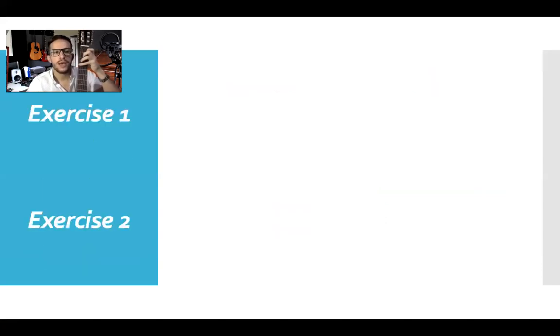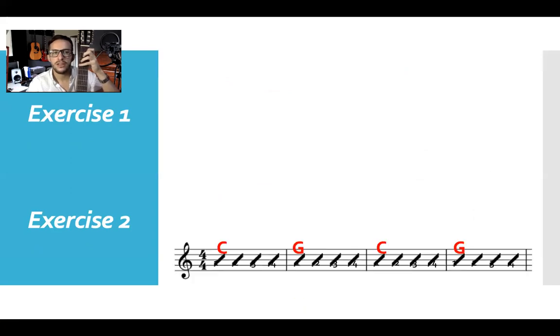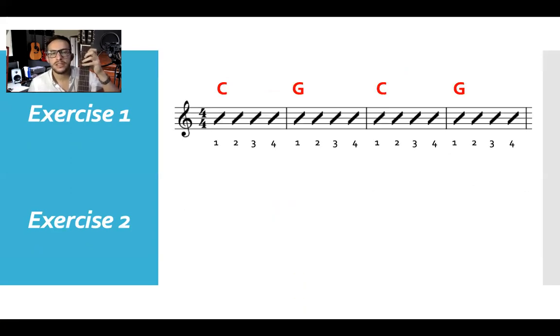Here we have 2 exercises. Okay, so let me just show you the first one. This is going to be a simple one. If you see there, you can see that all these slashes are going to be quarter note slashes. So it means that you're going to play each chord, in this case, 4 times during the bar because it is a 4/4 bar.